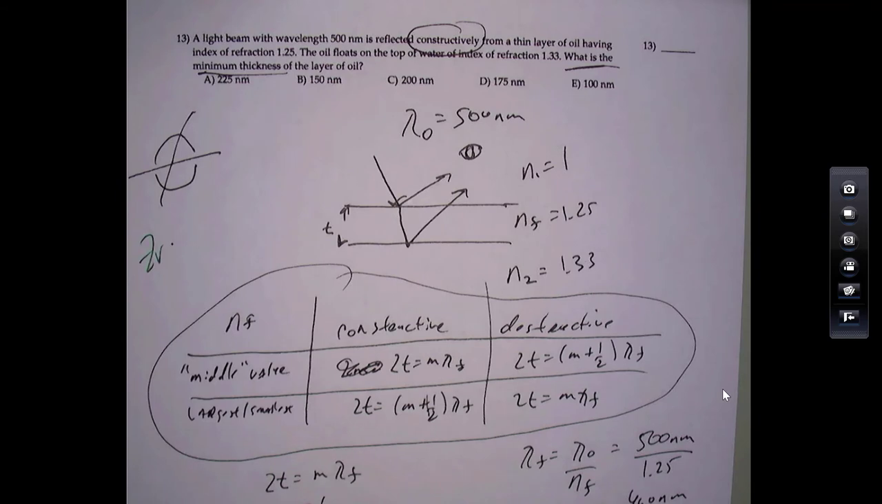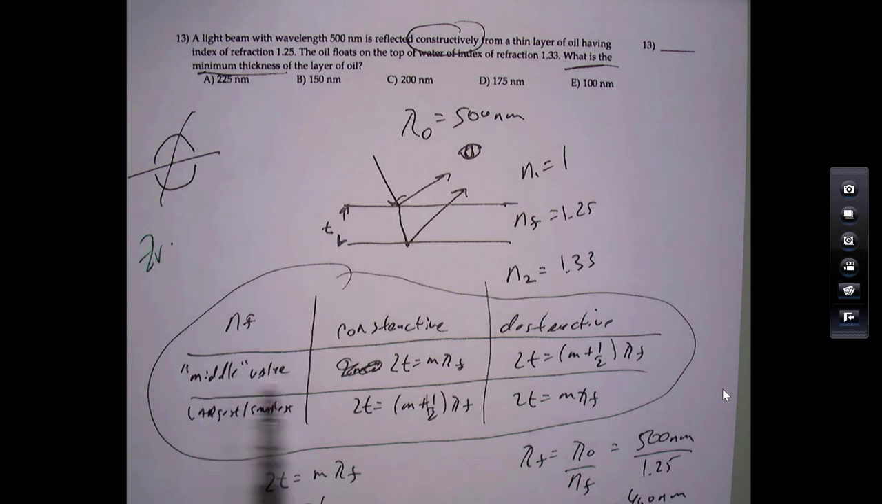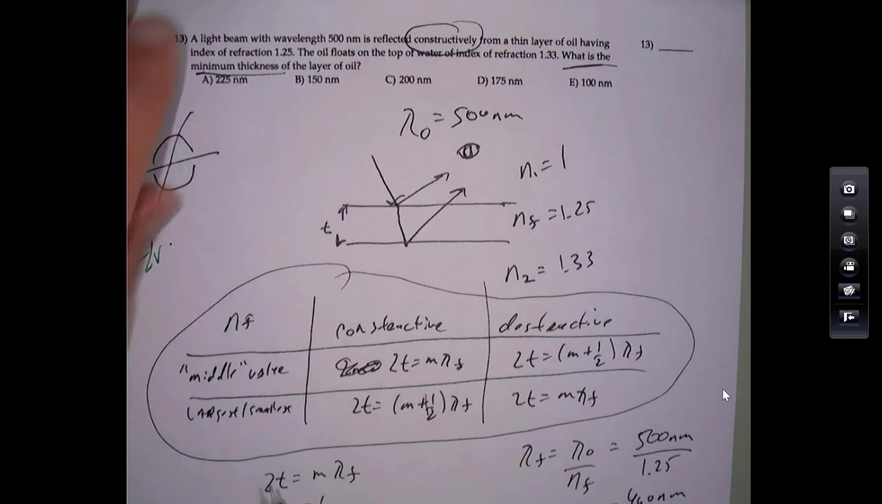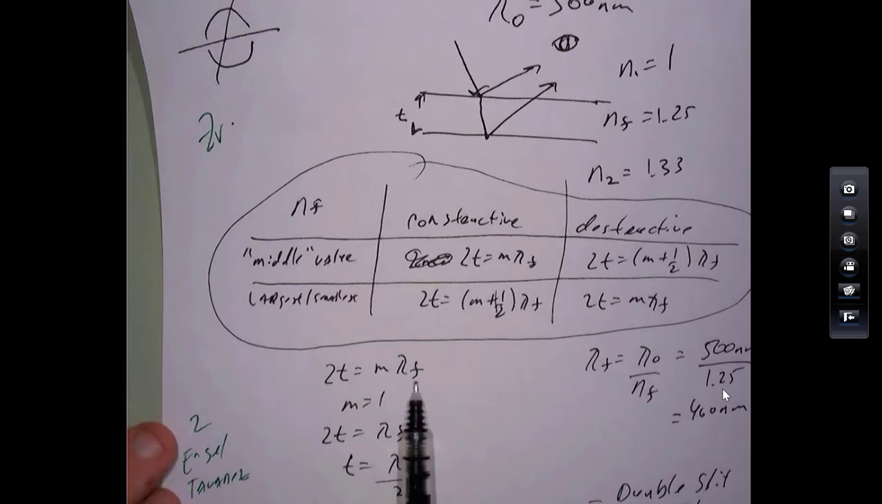So when you do these problems, the first thing to determine is constructive or destructive. It'll tell you in the problem. And then once you do that, you have to figure out, is it the middle value or the largest or smallest value? Okay, and t is the thickness of the film. Remember that. Okay, so in this problem, we've determined constructive interference. For constructive interference, we have this case where 2t is m times the wavelength in the film. Now the minimum thickness of the film means that m is equal to 1.